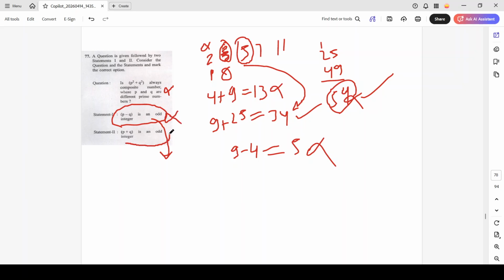So similarly, p plus q is an odd number. What does p plus q odd number mean? That means one will be even, another will be odd. Suppose this is an odd number. If I take the square of this, it will give me a prime number. This will give me 13, the square of p square plus q square. That means this is not able to answer the question. What will you answer? The question cannot be answered even using both the statements.